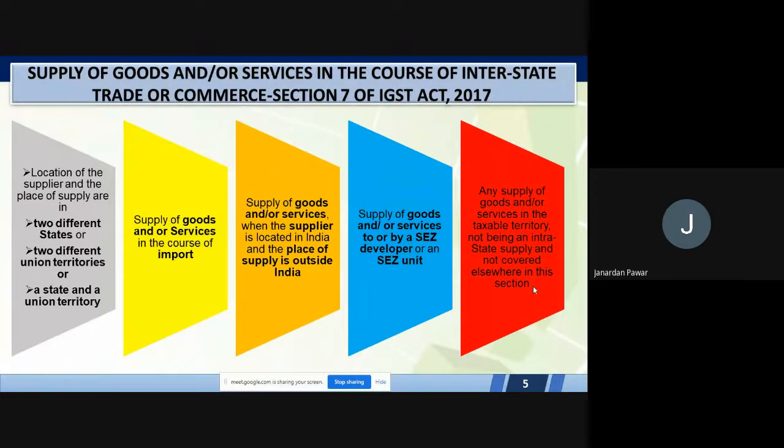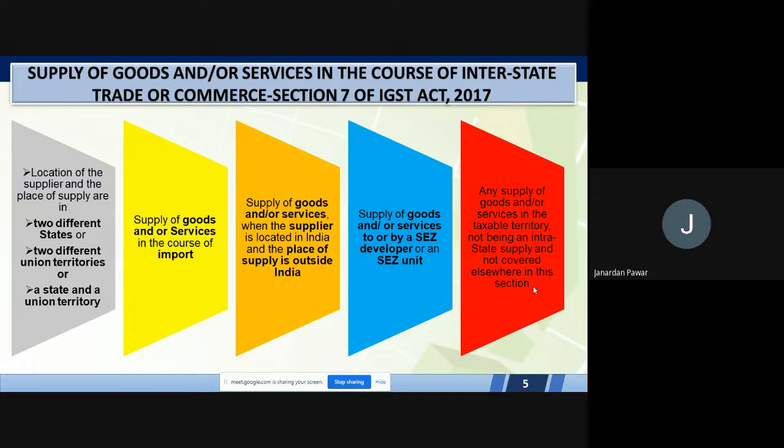In case of import, we are the place of supply and the supplier is from an outside nation. And here, in this case, we are supplying goods. So we are the suppliers and another nation is the place of supply. So this is called export. This is called what? This is called export. So in case of export, this is going to happen. I hope you guys understood what I meant to say.